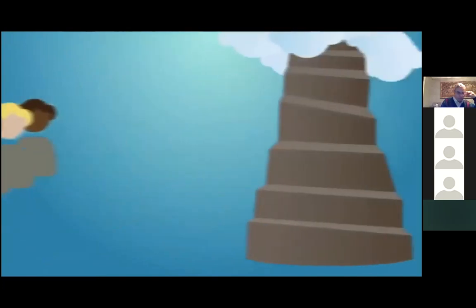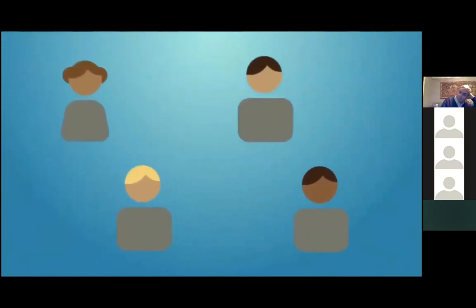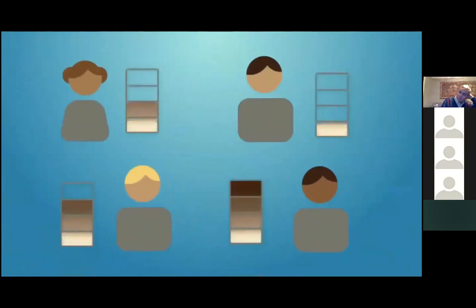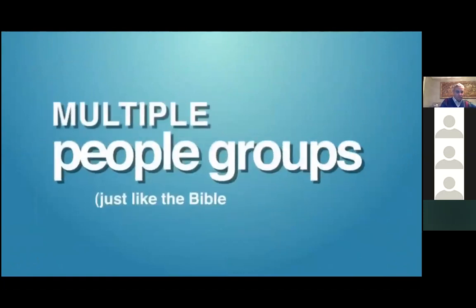And because God dispersed people at the Tower of Babel, he dispersed the population, thereby isolating gene pools in the different people groups. Over time, different cultures formed in different locations with certain features like skin shade becoming predominant. And here we are today. And since we all go back to Noah and his family, it makes sense that we are all different shades of brown. One race, multiple people groups, just like the Bible teaches. Simplified for sure, but enough said.